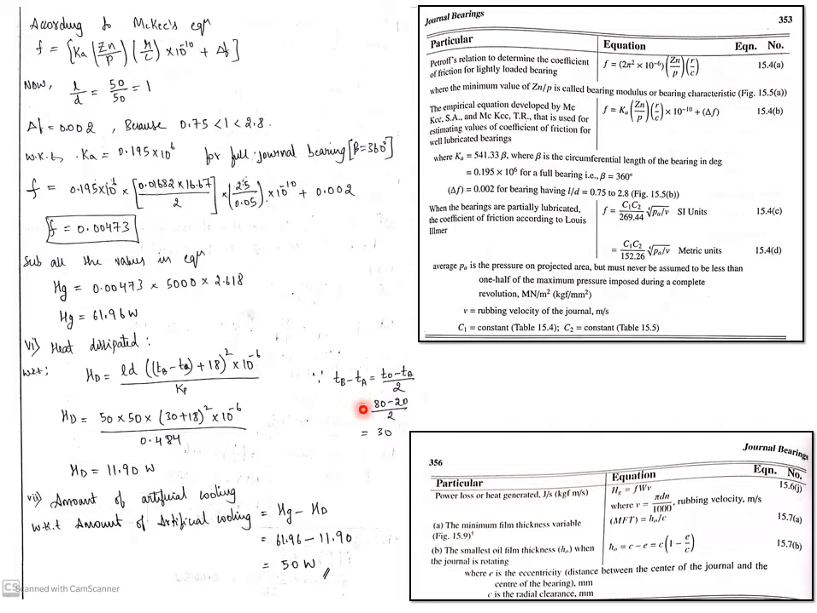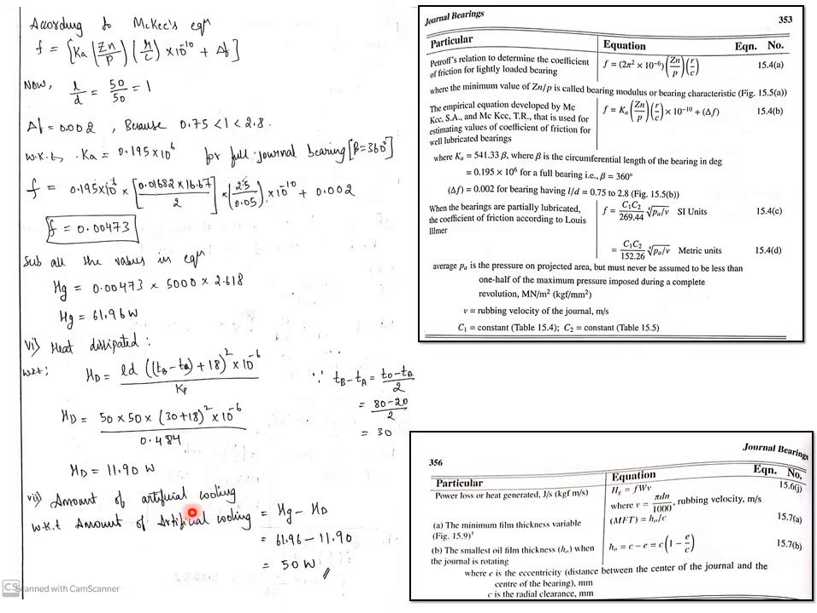So this value becomes your TB minus TA. Okay, this is very important, keep this in mind. Since he has given the operating temperature; if he had given the bearing temperature, you could directly substitute here. Substitute back here to find the value of HD, and you will get this.